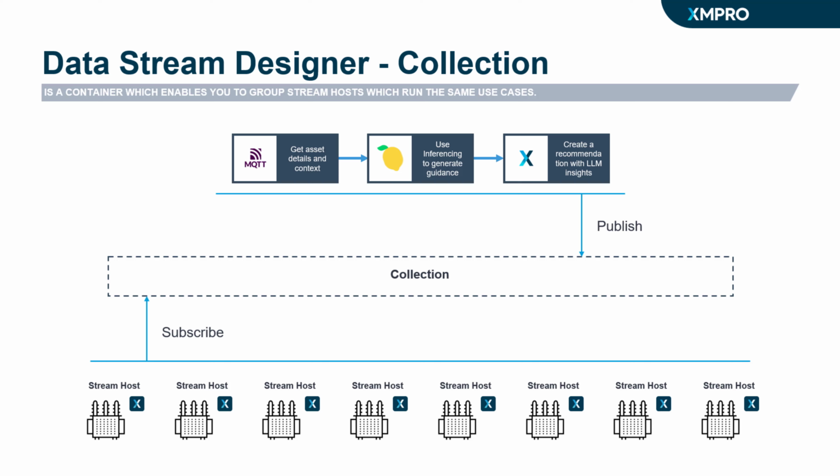In this particular visual I've got here, each of those stream hosts is installed on a physical device. The Lemonade server you can deploy on exactly the same device, or you can deploy it centrally. It is your choice where you would like to deploy that. What does this look like in practice?